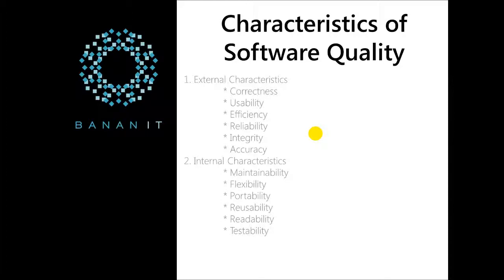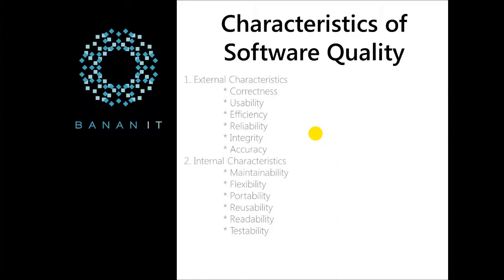Also, a very great external characteristic is reliability. Reliability means the system is able to perform its required function under stated conditions whenever required. That means whenever I need to use the system, I have a certain degree of confidence that the system will actually work and do what I expect it to do. That's where we say a system is reliable.